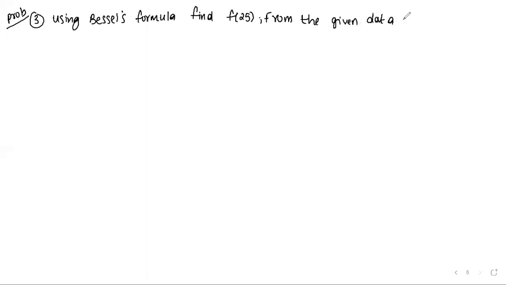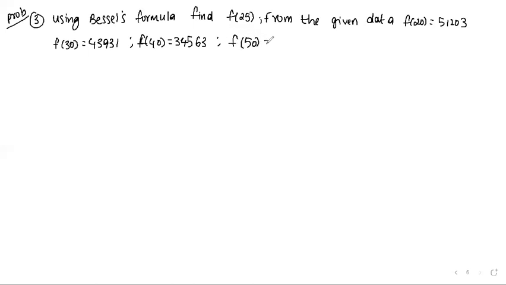Problem number 3. Using Bessel's formula, find the f of 25 from the given data. f of 20 is equal to 51203, f of 30 is equal to 43931, f of 40 is equal to 34563, f of 50 is equal to 24348. So this is the given data.